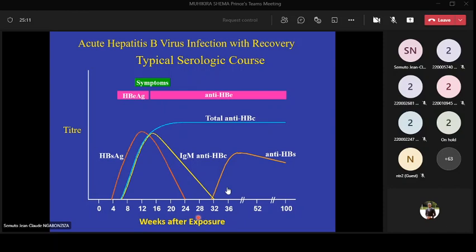Yes. This surface antigen, is it from the host or from the virus? This one is from the virus. It means that once the virus is replicating, what it releases is the antigen. Do you understand? These are proteins encoded by viral nucleic acid. So they are proteins from the virus, while all these others are from the immune system.